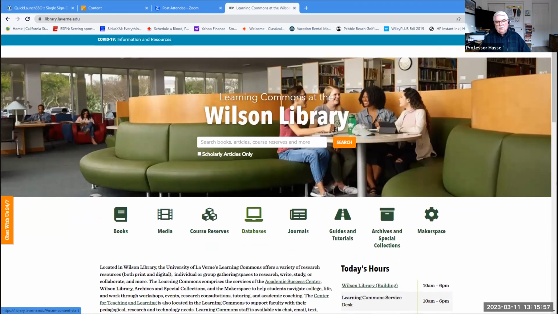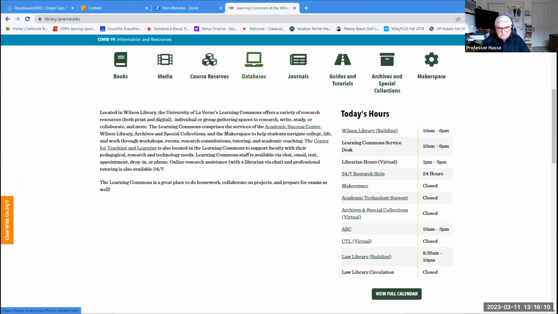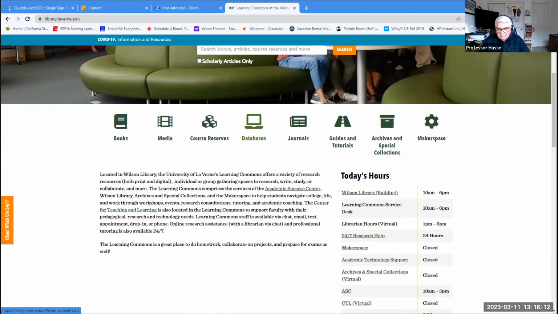Wilson Library, where you have, as a student of La Verne, and matter of fact you do pay for some of these services through your library fees. I believe it's $150 a year or something of that extent. And this is where all kinds of information you can get from our library.